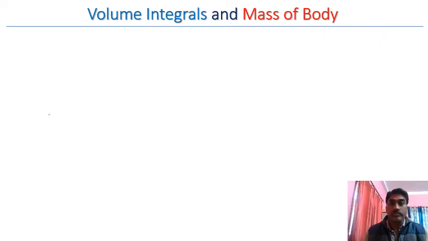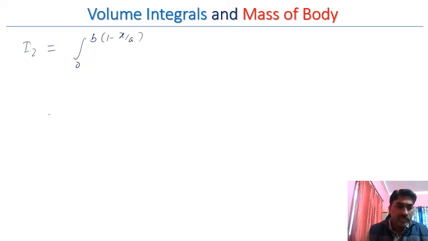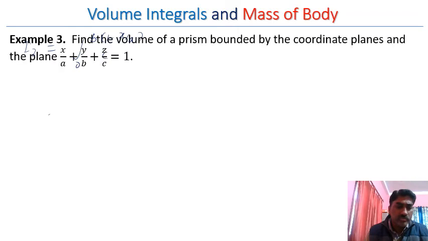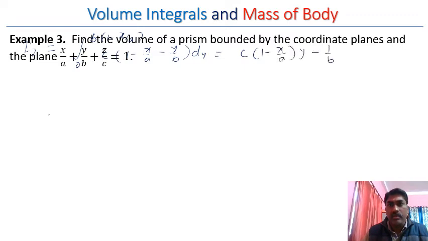I2 becomes I2 is equal to the integral from 0 to b times (1 minus x by a) of c times (1 minus x by a minus y by b) dy. So this is c times [(1 minus x by a) y minus 1 by b times y square by 2], and the limits are 0 to b times (1 minus x by a). So just put the limits.